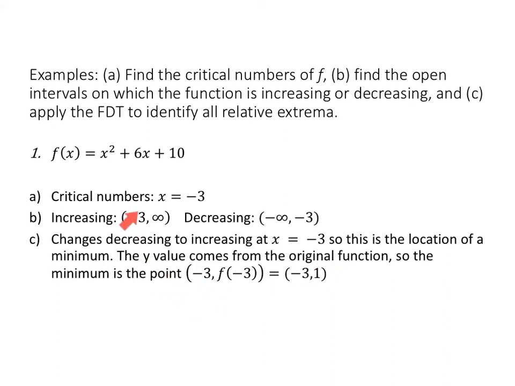So this negative 3, now that I have a critical number, the derivative tells me where to look. The original function tells me what the value is. So f of negative 3, when I evaluate my original function at negative 3, I'm going to get 1 as my y value. The minimum point is (negative 3, 1).